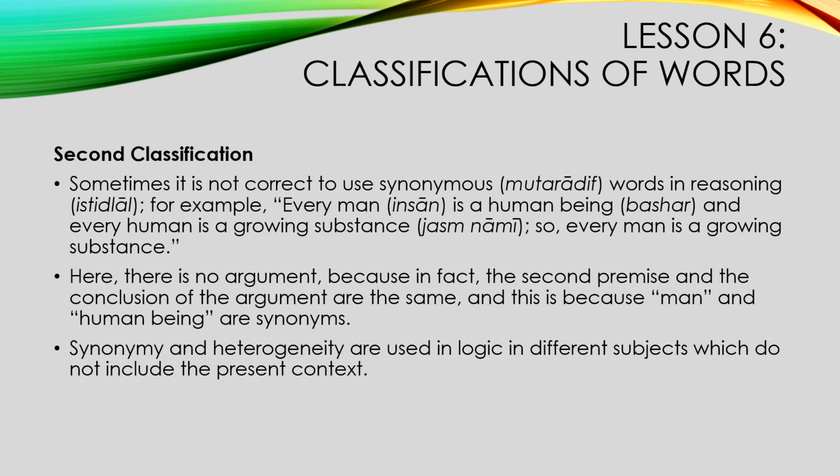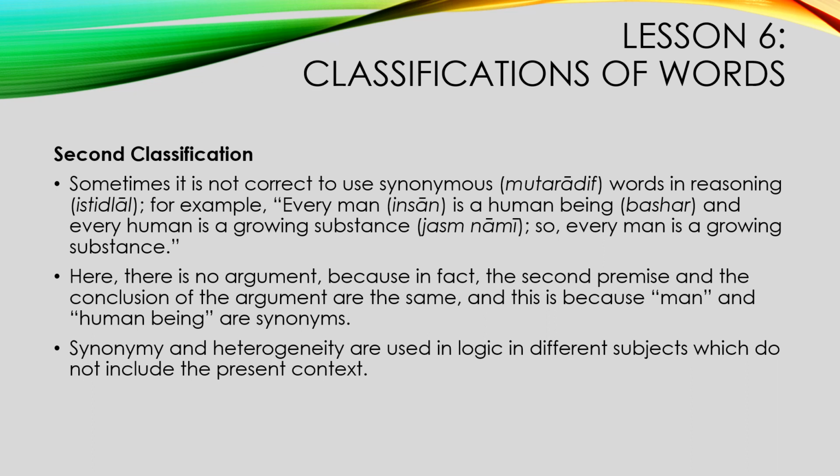Sometimes it is not correct to use synonymous or mutaradif words in recognizing, or in reasoning, I should say, or what we call istidlal. For example, every man, that is insan, is a human being, or bashar, and every human is a growing substance, or jasmun nami. So every man is a growing substance.